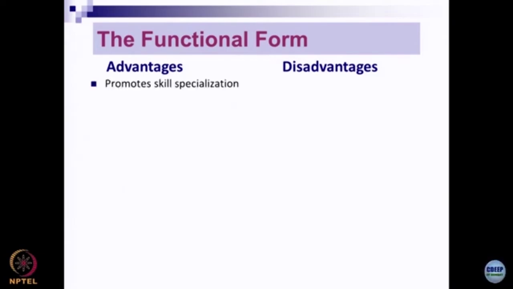There are advantages to the functional form of organization. It promotes skill specialization, because people keep working in one department, and they keep getting experience and expertise within that department for a long period of time, and that promotes their skills. This process also ensures that we recruit people who have a particular type of skill. So, in both ways, in recruitment as well as in general functioning, the functional form of organization design promotes skill specialization.